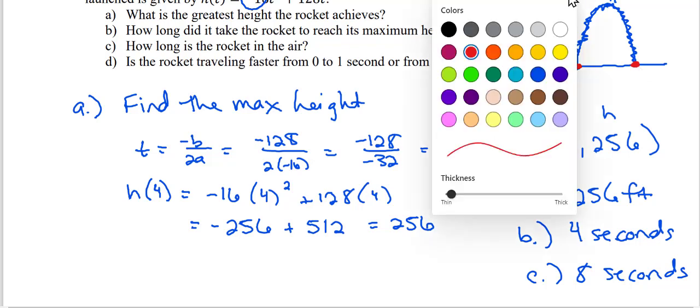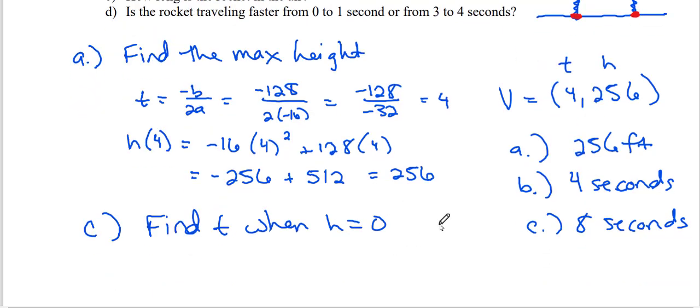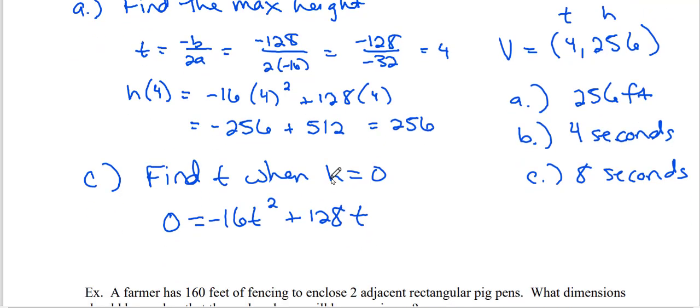One way to make sure that you're avoiding this trap is to just say, how long is the rocket in the air? That means you want to find t when h is 0, right? How long till it gets back to the ground? So we're going to set that function equal to 0. Negative 16t squared plus 128t. Easiest way to solve that is to factor out the negative 16t. And when you take the negative out, that leaves t minus 8 there.